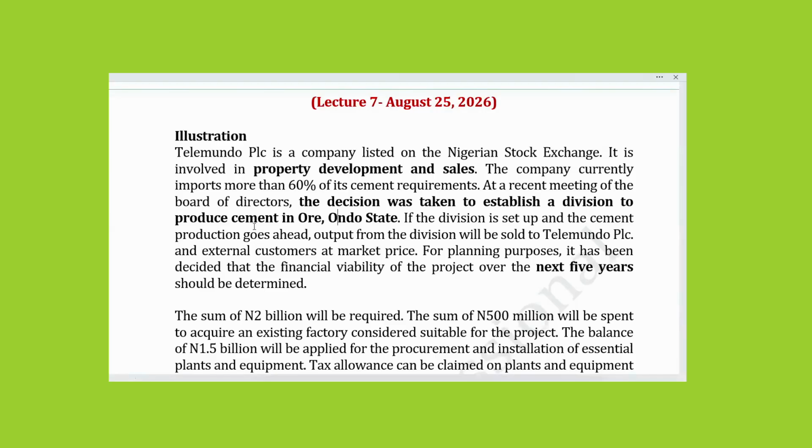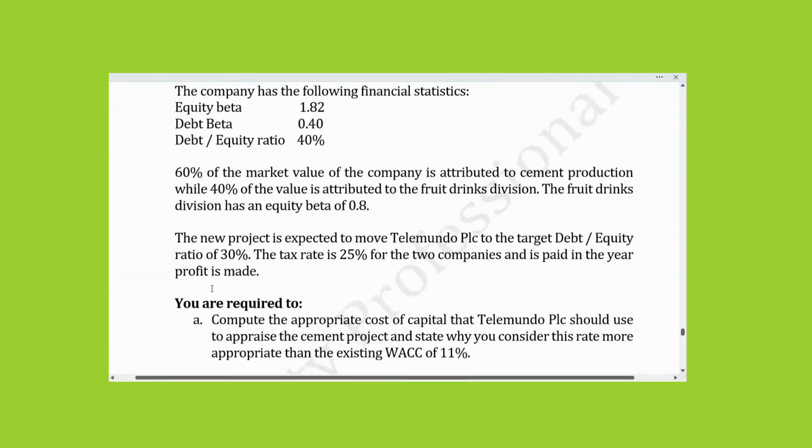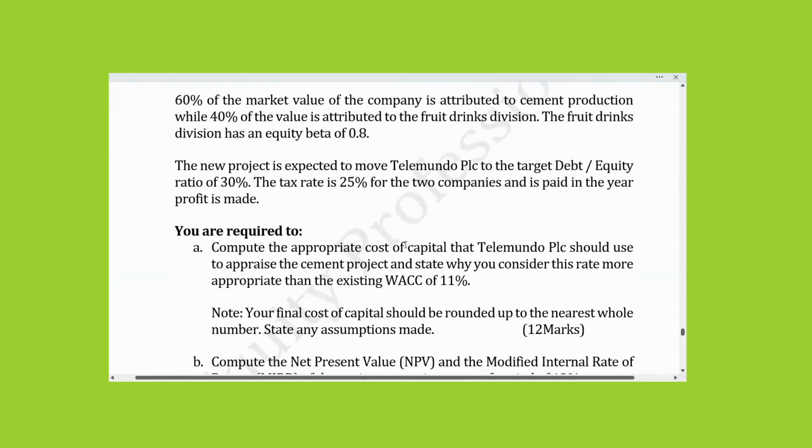The company usually buys 60% of its cement consumption from abroad. But now the company is contemplating establishing a division in Ore to produce cement. So it means that the company is diversifying. So if the company is diversifying, and in the question the examiner is asking you to calculate appropriate cost of capital, then this has to be project-specific cost of capital. What we are going to calculate is project-specific cost of capital.